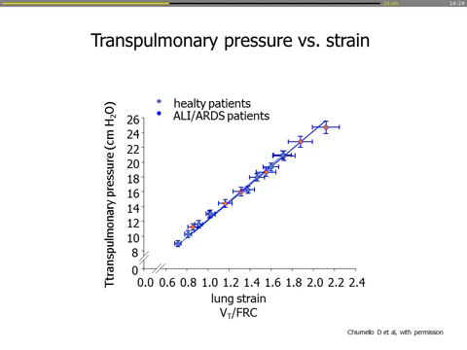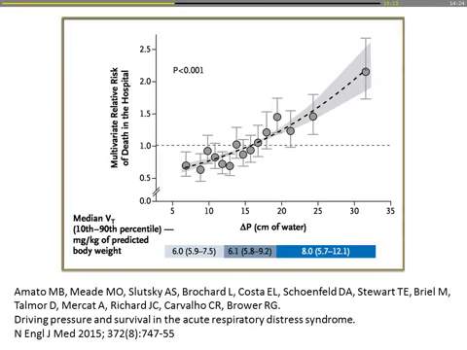And maybe just one thing again with regard to transpulmonary pressure and the relationship to strain. As you can see, this describes exactly the specific elastance of a healthy as well as a sick lung. And as you can see, they strictly, independent of healthy or sick, follow the same line.